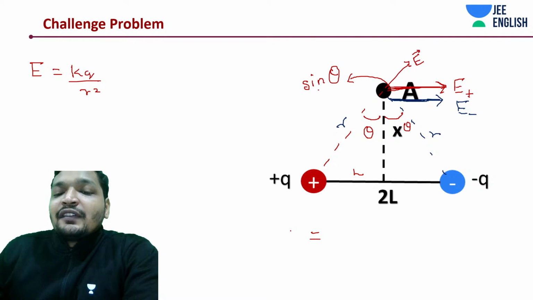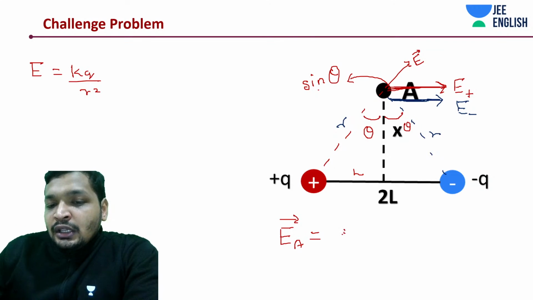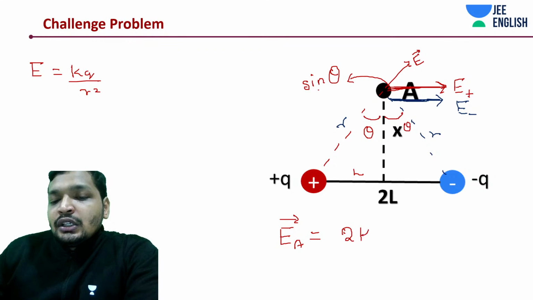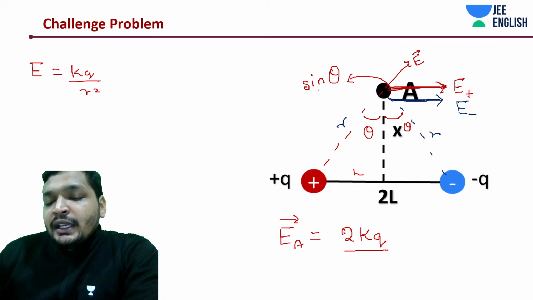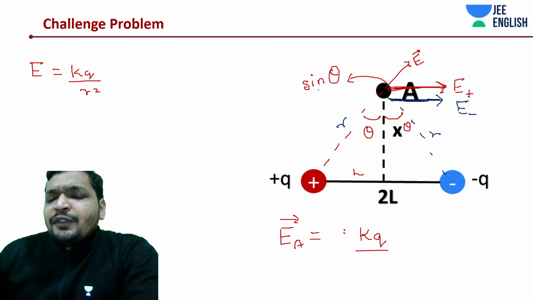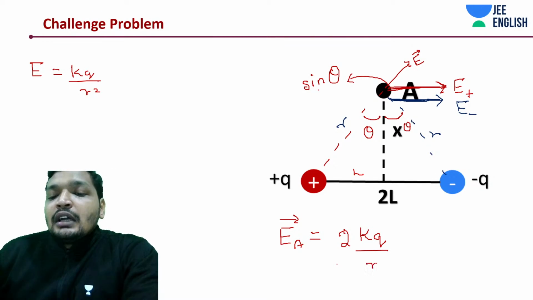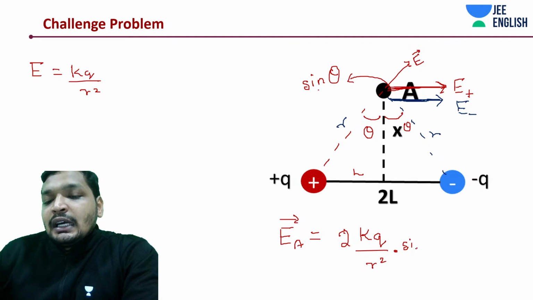So what is the net electric field, students? Net electric field, or let's keep it as electric field at point A, is 2 into K into Q divided by X square. Okay, instead of X square plus L square, I'm just going to keep it as R square. Later on, you'll understand the importance of that. It's basically an approximation. So I'll come to that conclusion later. So 2 into k into q divided by R square into sine theta.